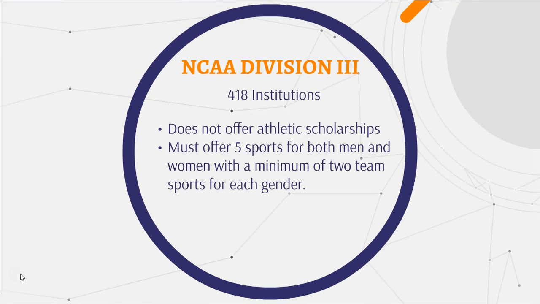NCAA Division III, the biggest, has 418 institutions. However, they do not offer athletic scholarships, but offer merit scholarships, which we will talk about later on in one of the courses. Each Division III school must sponsor a minimum of 10 sports, 5 for each gender. Generally, you can find Division II and Division III schools sponsoring more sports than Division I because D3 costs are much less due to more regional competition and conferences, which requires less travel than Division I schools.